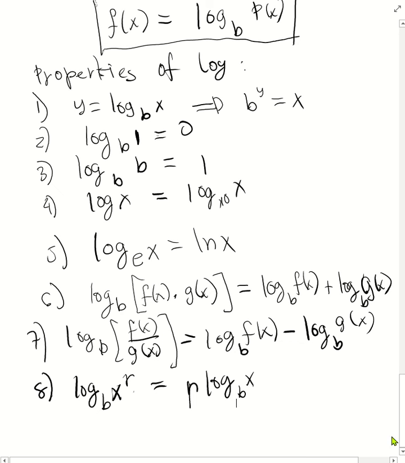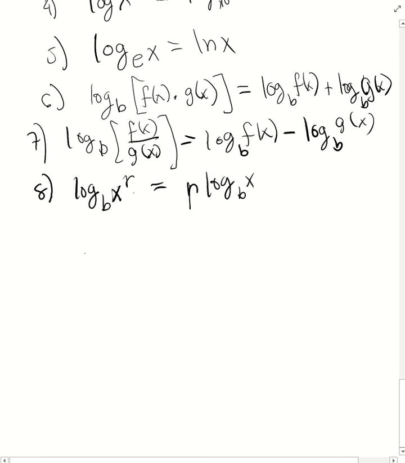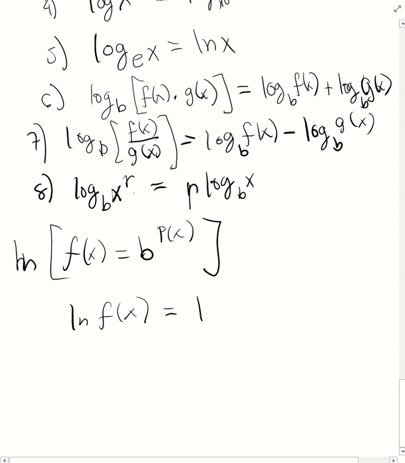Then the relationship between the logarithm and exponential functions is, so we know that for an exponential function, f of x is equal to b raised to p of x. Now if you take the natural logarithm at both sides of this function, ln of f of x will be equal to p of x times ln of b. So the exponential function becomes a logarithmic function, and it cancels out the exponent.